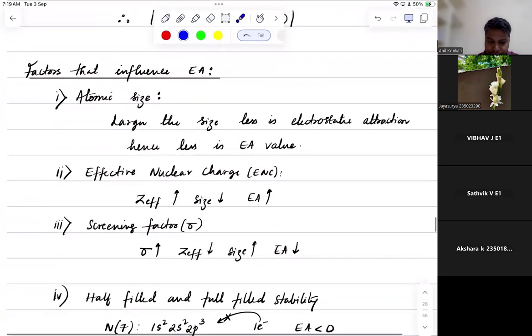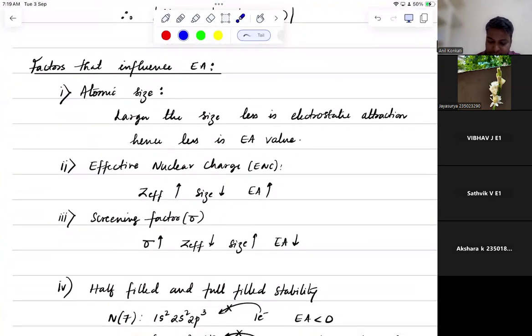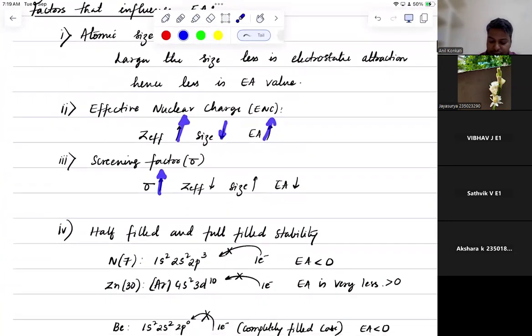Next, check out factors influencing electron affinity. Atomic size wise, larger the size, less is the electrostatic forces, so less energy is released. If Z effect is more, size is less, electron affinity is more. Screening effect is more, Z effect is less, size is more, electron affinity will be less.